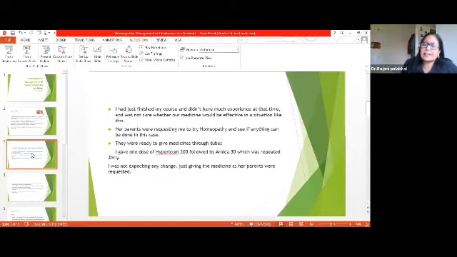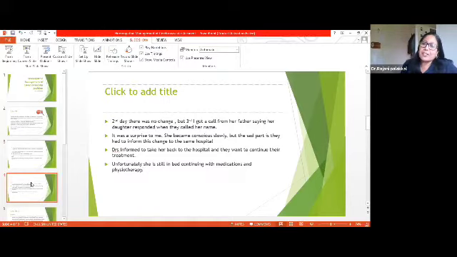Then they were ready to give medication, and I gave 1 dose of Hypericum 200 followed by Arnica 30, which was repeated 2 hourly. And I was not expecting this change, and just gave the medicine as her parents were requesting me. Okay, then next day there was nothing, but on the third day I got a call from her father saying her daughter responded when they called her name.